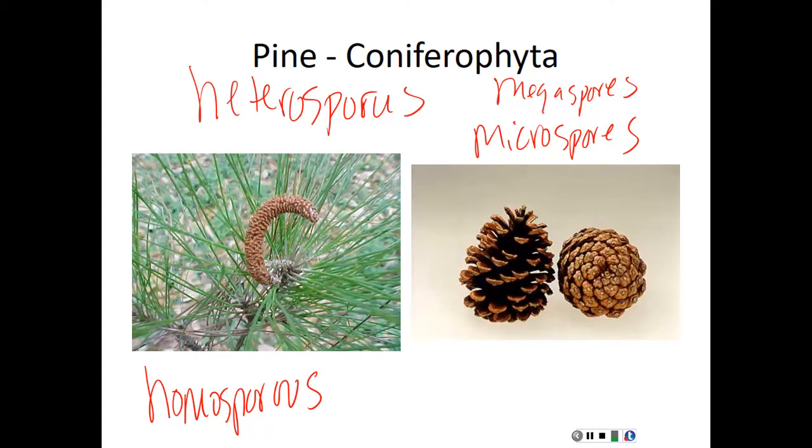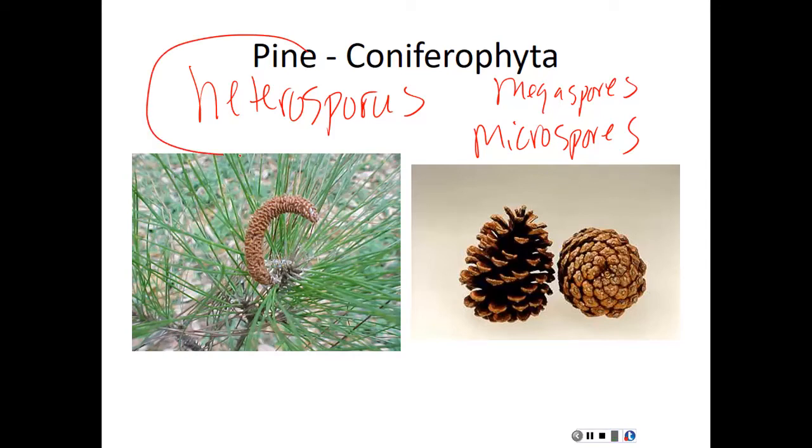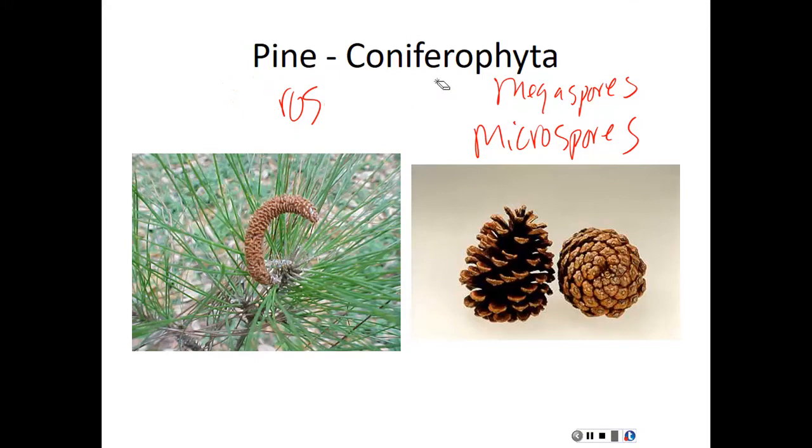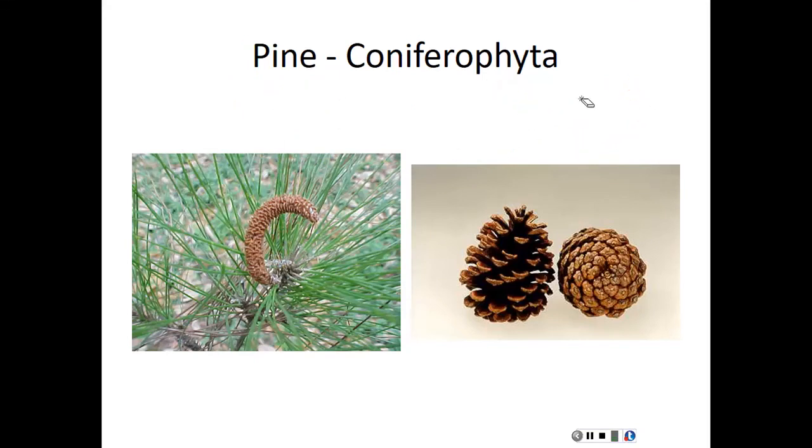In the seedless vascular plants, we had some members that were homosporous and some members that are heterosporous. The members we looked at in lab were homosporous, so don't worry about those heterosporous ones for purposes of the lab practical. But for the seed plants, you do need to know that everybody is heterosporous. Megaspores, microspores. And we're going to have different structures associated with those things.